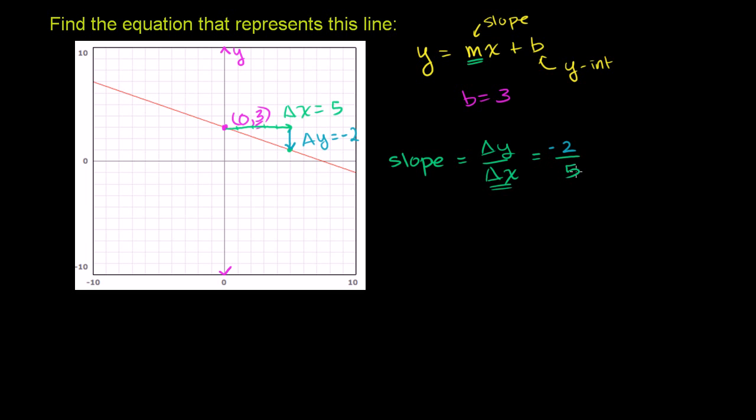So we figured out the slope. We figured out the y-intercept. We can now write the equation that represents this line. It is y is equal to this character, negative 2/5 times x. That's m right there, plus b. b is 3, plus 3. And we are done.